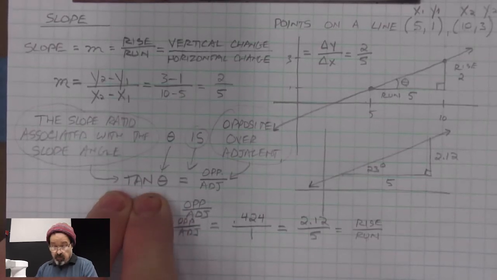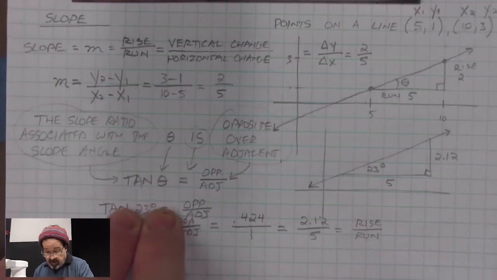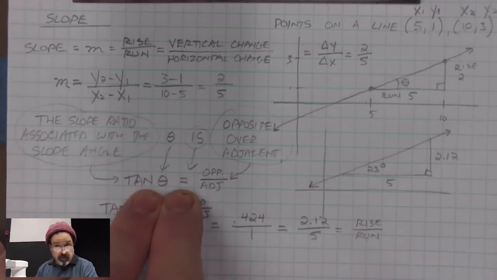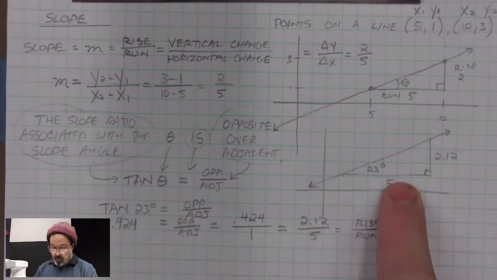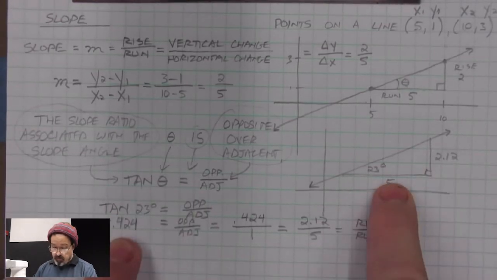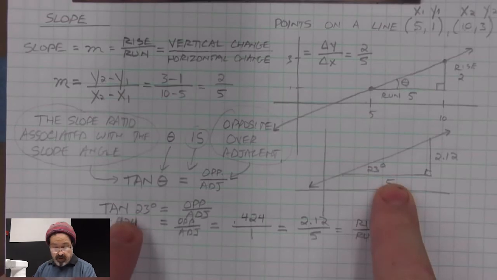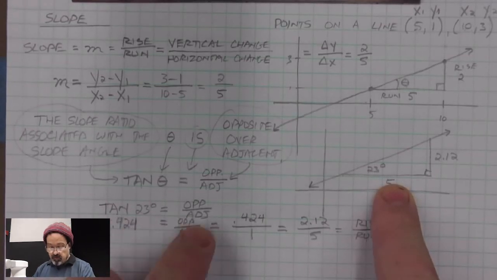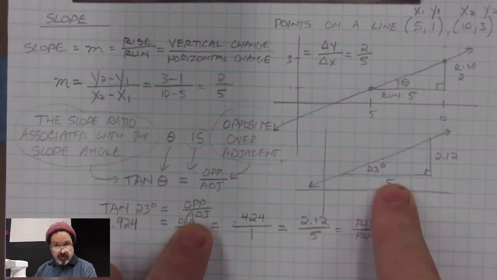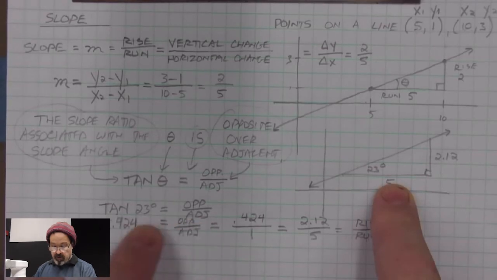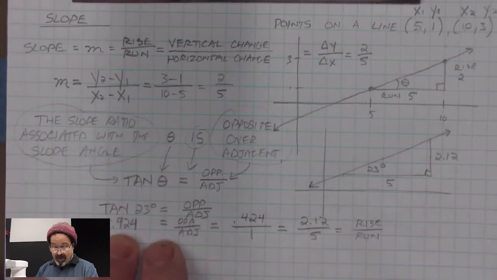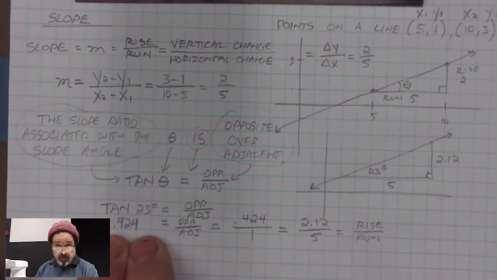Tangent means that you are trying to find the slope ratio that is associated with the angle that you take the tangent of. We had a triangle, we started with an angle, a slope angle of 23 degrees, and we set up the equation. The tangent of 23 degrees will be equal to the slope ratio, opposite over adjacent. A calculator told us the approximation of the tangent of 23 degrees, and that was our slope ratio.